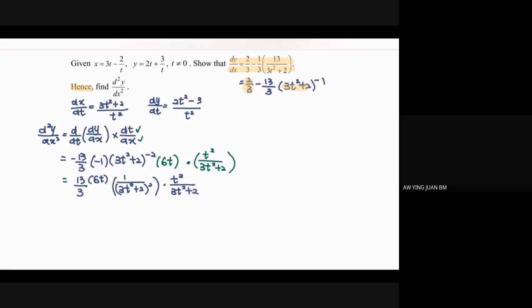So kindly simplify the situation. So in here we will have 26t to the power of 3 over (3t squared plus 2) to the power of 3 for the second derivative. So in here, simplify the situation. The second derivative will be equals to 26 bracket t over (3t squared plus 2) to the power of 3.